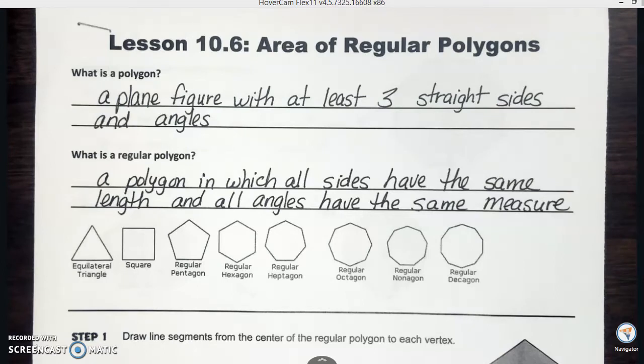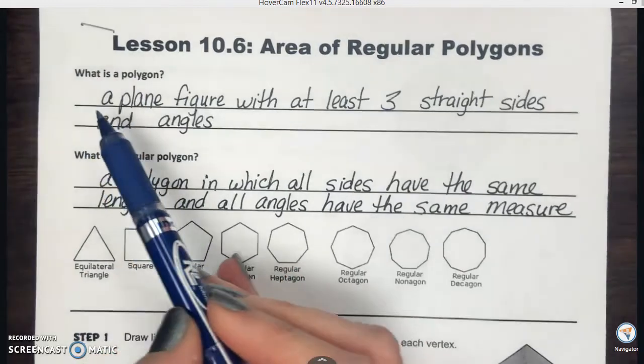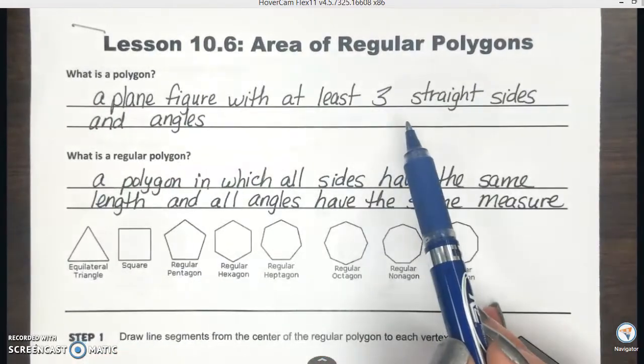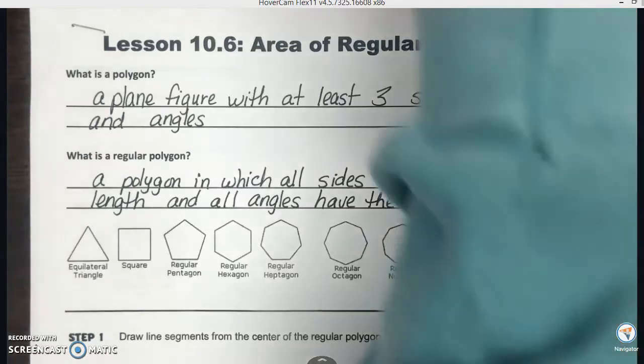So first off, what is a polygon? A polygon is a plane figure with at least three straight sides and angles.